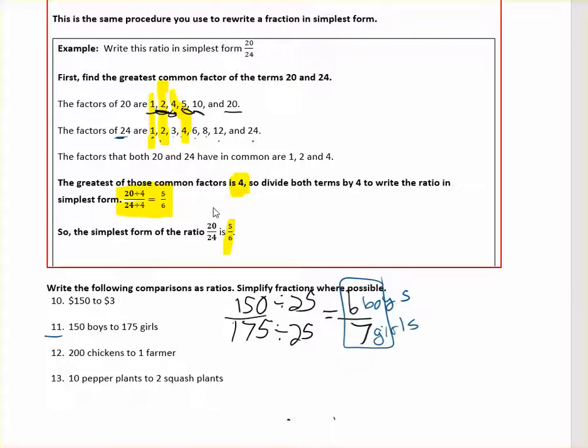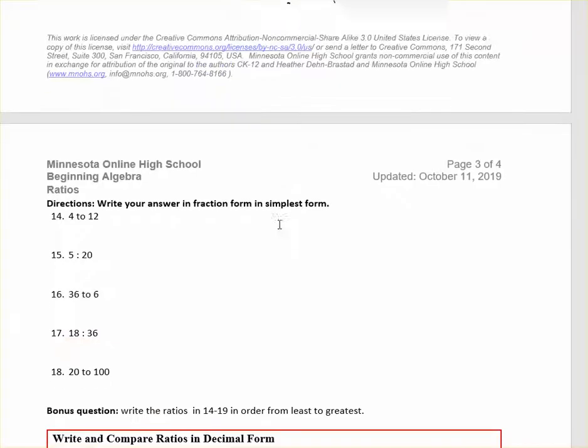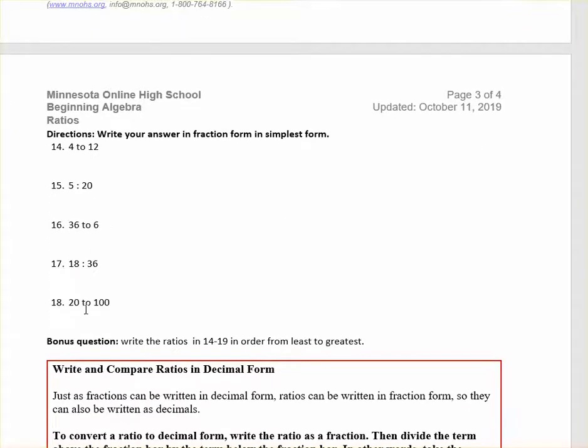Okay, so there's a few of those to do. And then on these problems, there's no units, but you're going to do the same thing. You're going to write your answer as a fraction and then simplify that fraction. When you do this, most of these, you have a smaller number first, so like 4 to 12. And you will be able to find the greatest common factor using that first method where we list all of the factors of the number.